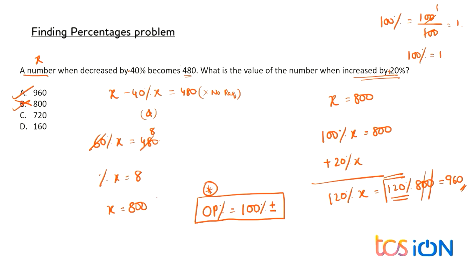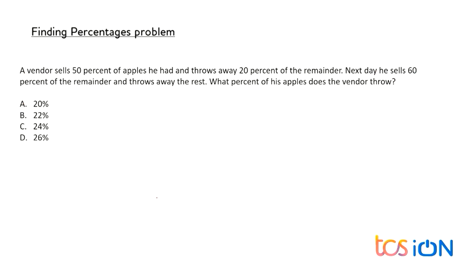Right, everybody? So that's how simply we can calculate the increment and decrement of percentages. This is very, very important. Now moving on to the next. A vendor sells 50% of the apples he had and throws away 20% of the apples of the remainder. Next day he sells 60% of the apples of the remainder and throws away the rest. This seems a tricky question, but let us see. What percent of the apples did he throw away?